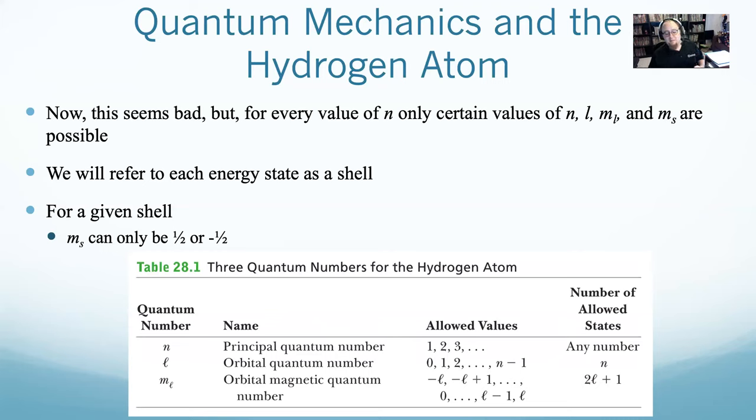Now, M sub L can be any value from negative L to L, including zero. And when I say negative L to L, I mean, let's say we're in an orbital quantum number that is at 2. If it's at 2, it could be negative 2, negative 1, 0, 1, or 2. If L equals 0, it can only be 0. If L is 1, it could be negative 1, 0, or 1, and so on.